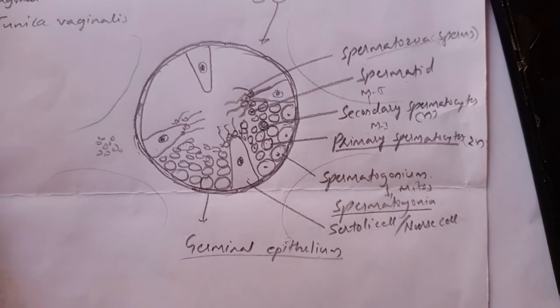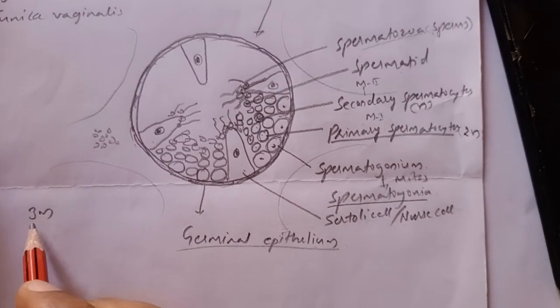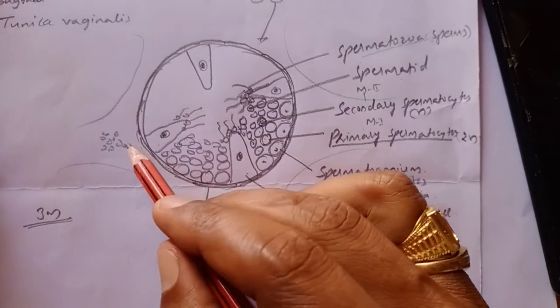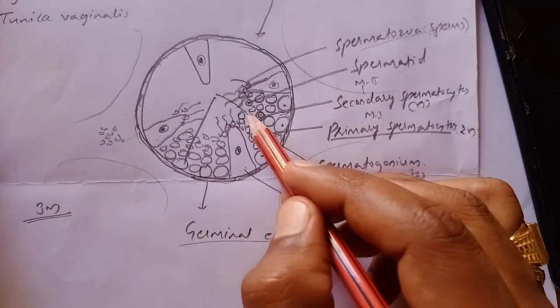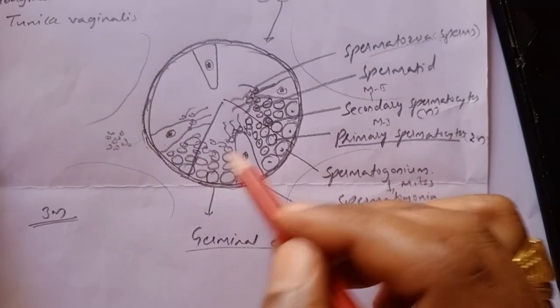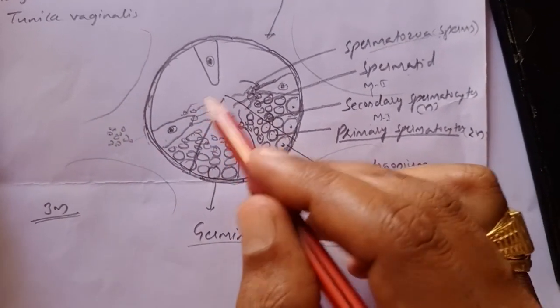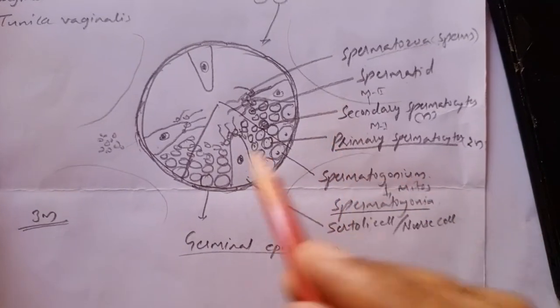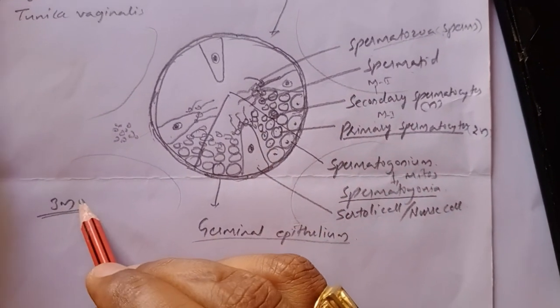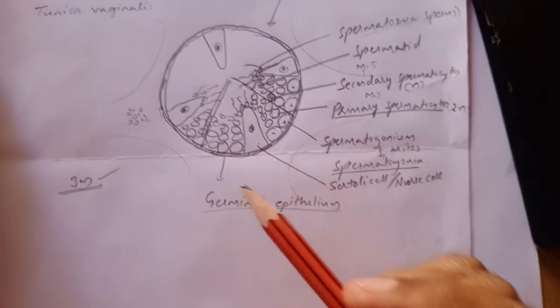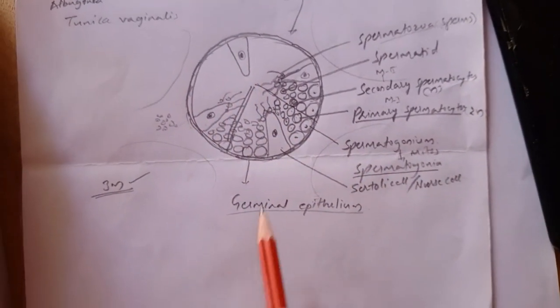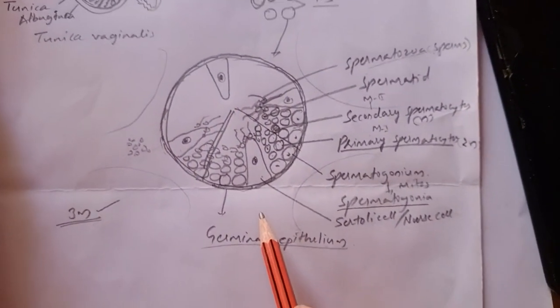This is usually asked for 3 marks, so we can draw even just half of it, or this much portion, right? And in that you can label all the parts. There is no need to draw all of this. If they ask only for 3 marks, you can draw this much of the diagram from the full circular TS of seminiferous tubule. Thank you, students.